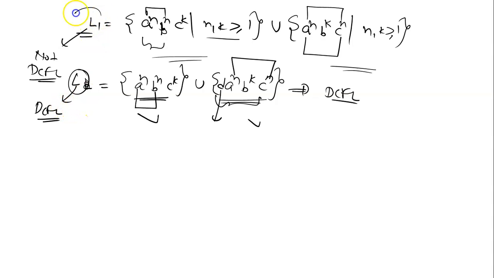You can clearly see why L1 was not DCFL, because there we did not know whether our string belongs here or here. So that is the point. Now this L is a DCFL language.